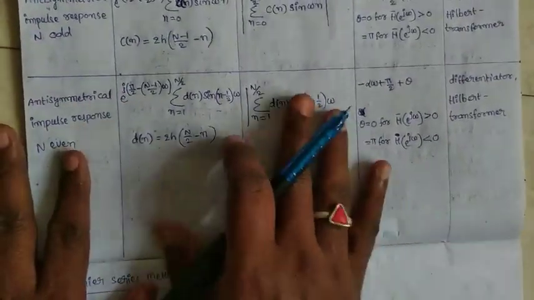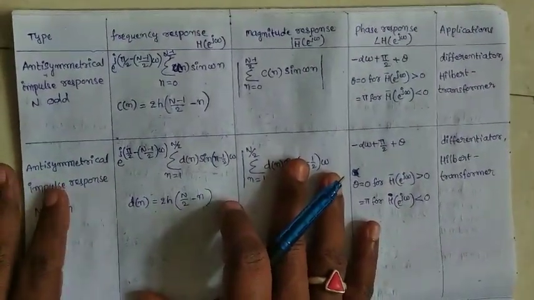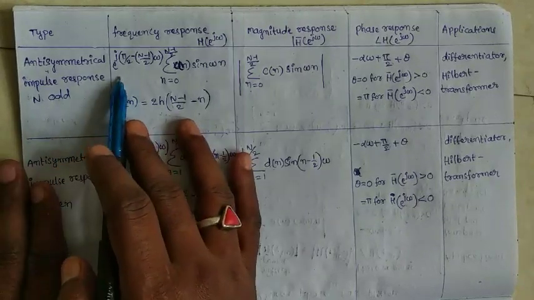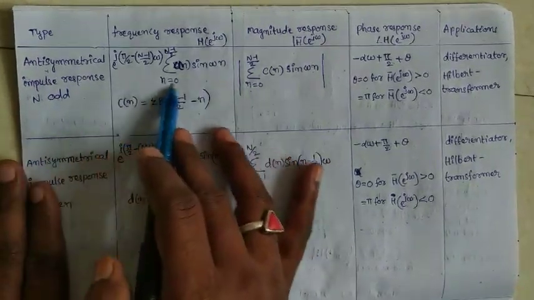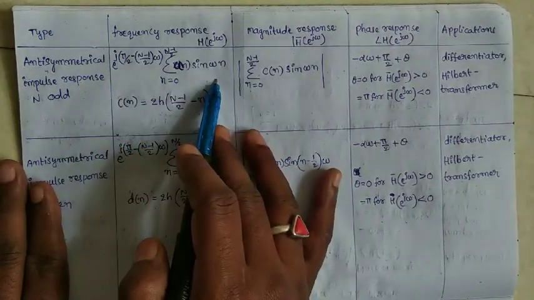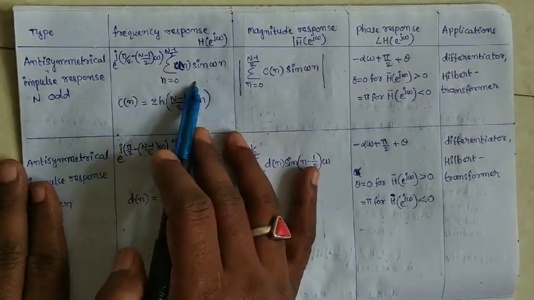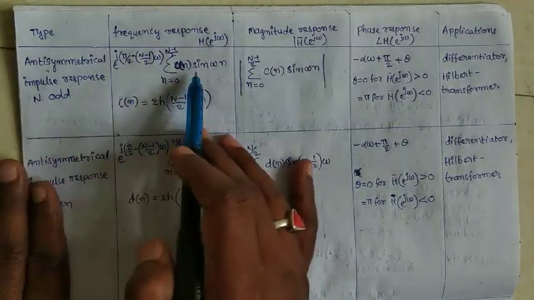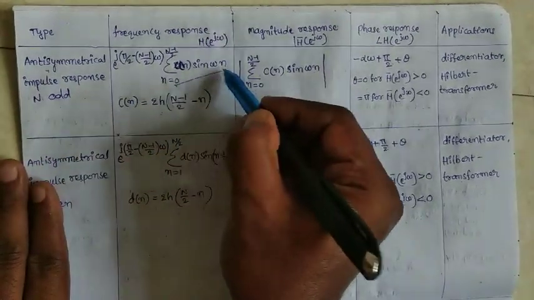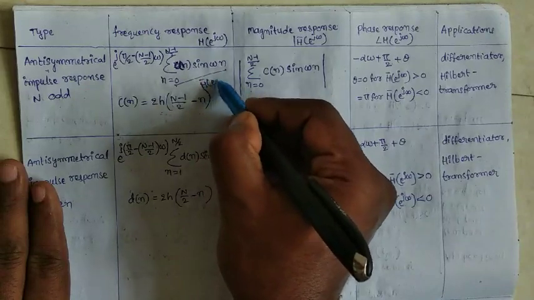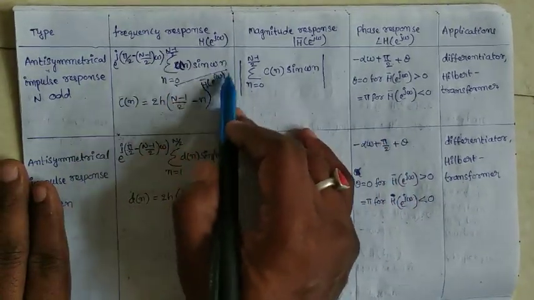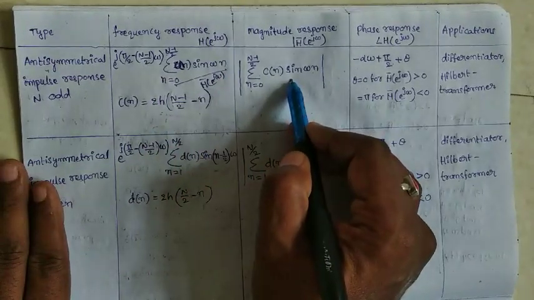Next, here for anti-symmetrical impulse response, capital N odd, this is the frequency response. This is the formula to determine the frequency response of FIR filters with anti-symmetrical impulse response, capital N odd. Here this represents H bar of e power j omega. What is the magnitude response? Mod of H bar of e power j omega is the magnitude response.